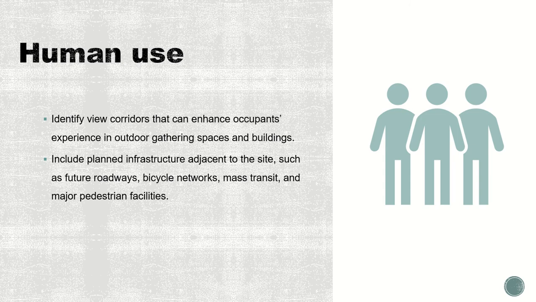For human use, we need to document the previous, current, and future known uses surrounding the site to establish a context for human use, and to include the location and condition of on-site buildings and infrastructures, to identify view corridors that can enhance occupants' experience in outdoor gathering spaces and buildings. Also, to include planned infrastructure adjacent to the site, such as future roadways, bicycle networks, mass transit, and major pedestrian facilities.